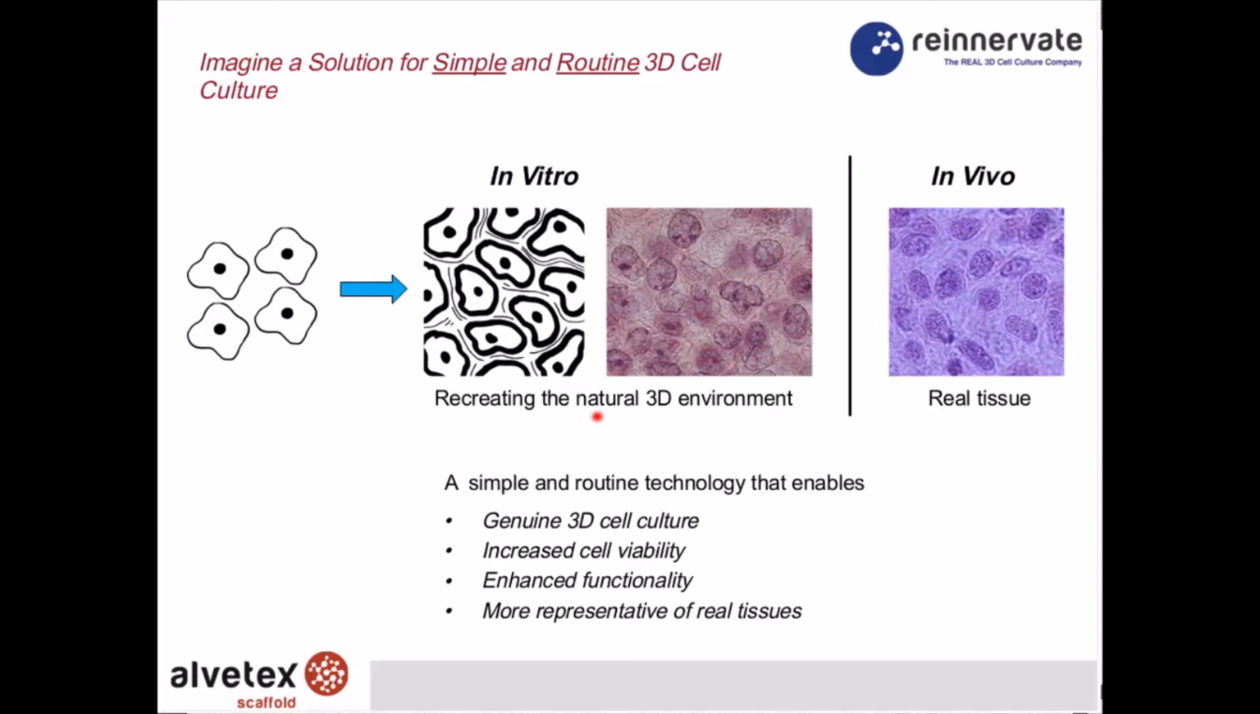So what we have on this slide is the in vitro situation on the left, and on the right in vivo, and these are actually the same cell type. Here they've been grown in Alvetex in 3D, and here they've been engrafted into a mouse to form a tumor and growing in 3D as well. And they're pretty much indistinguishable. This technology enables you, therefore, to grow structures in vitro which are more representative of real tissues, to enable you to get genuine 3D culture, enhanced viability and function.